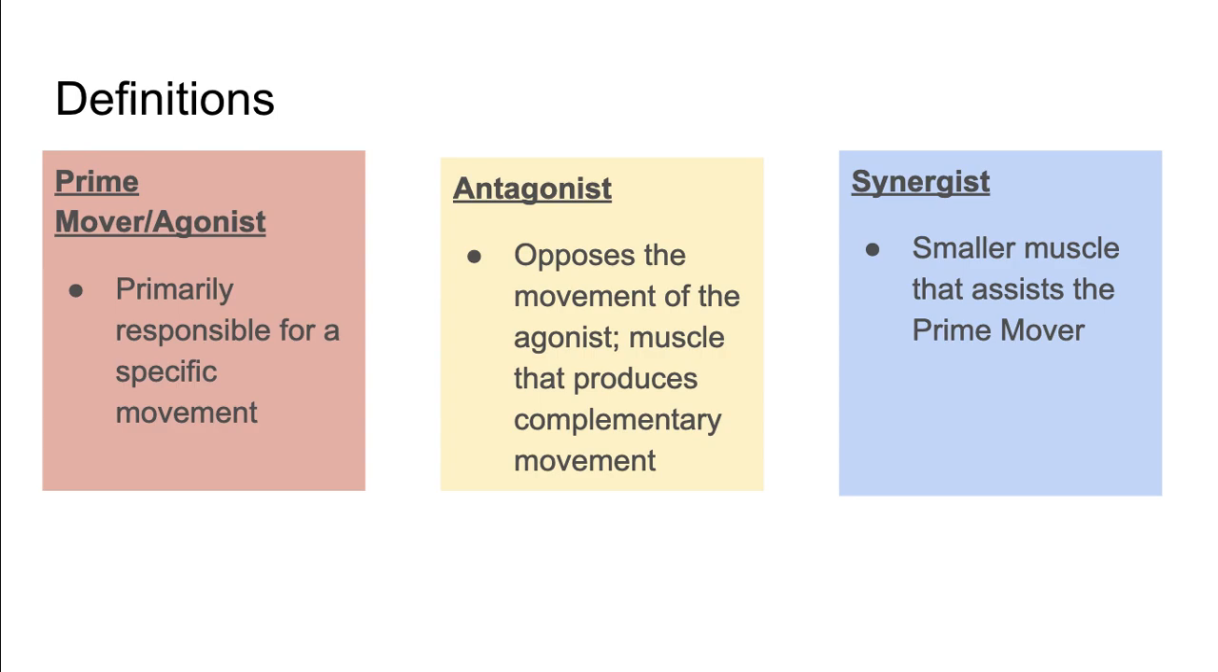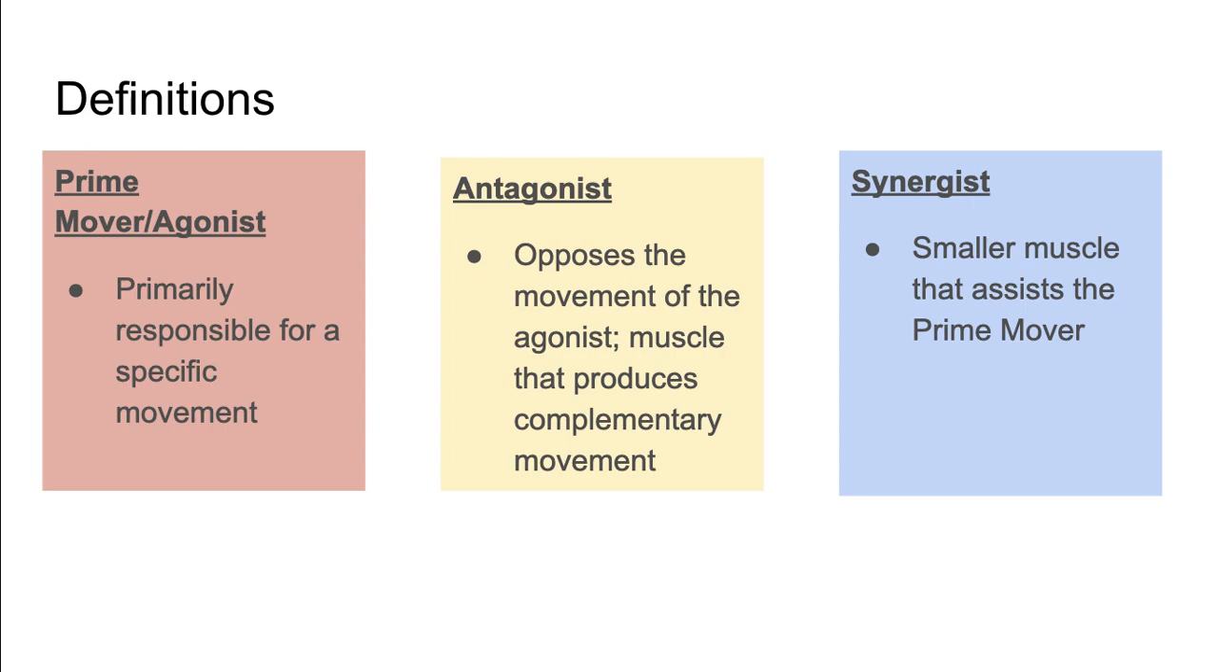your triceps are going to be synergists. They're going to assist you with that movement. Okay, so you also have antagonists, which oppose the movement of your agonist. And usually these are the muscles that produce the complementary movement.